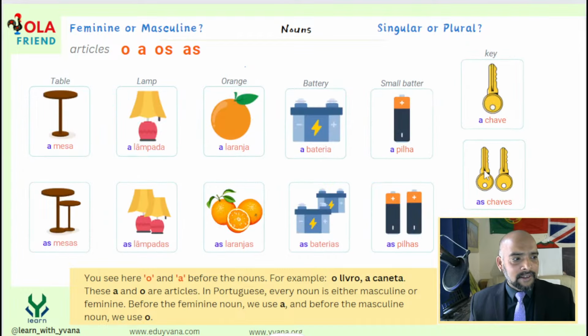Sorry. So here you can see similarly, if it is the feminine noun, then also we change them, a imagem to as imagens. So it is very easy. If any feminine noun ends with a, if you want to make it plural, you just add s. But remember, always articles should be plural as well. So a lâmpada, as lâmpadas; a laranja, as laranjas; a bateria, as baterias, right? And similarly, a pilha, as pilhas.